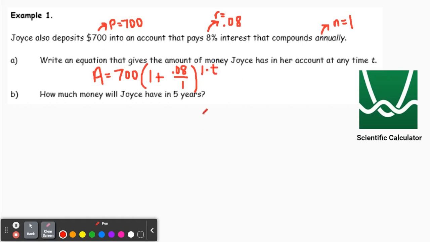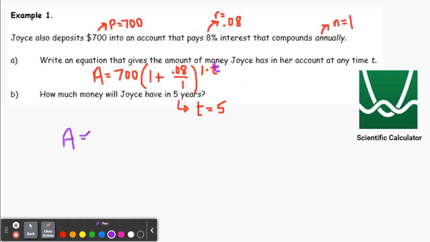So notice I haven't plugged in any numbers for our variables yet. For T or A, we may do that later. From here, I'd like to know how much money she will have in 5 years. So I want to know the future value of the account in 5 years. So what I have is a time. I know that T is 5. So I'm going to take that time and I'm going to plug it in for the T value in my equation.